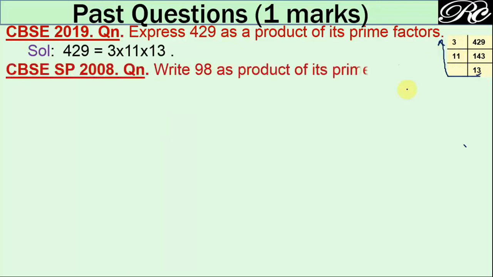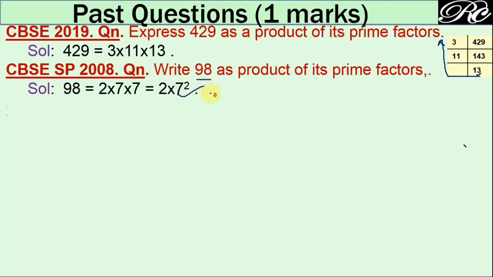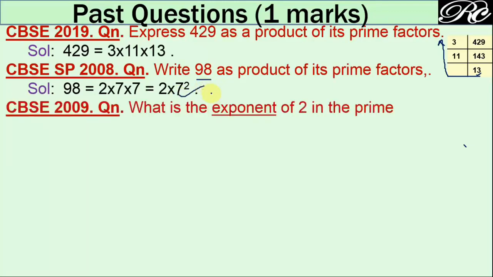The other question which was presented in the sample paper issued by CBSE: write 98 as a product of its prime factors. Go the same way, make the tabular division or factor tree. You will get 2 into 7 into 7. So it is 2 into 7 square. Another question asked in 2009: you have to find the exponent of 2 in the prime factorization of 864.